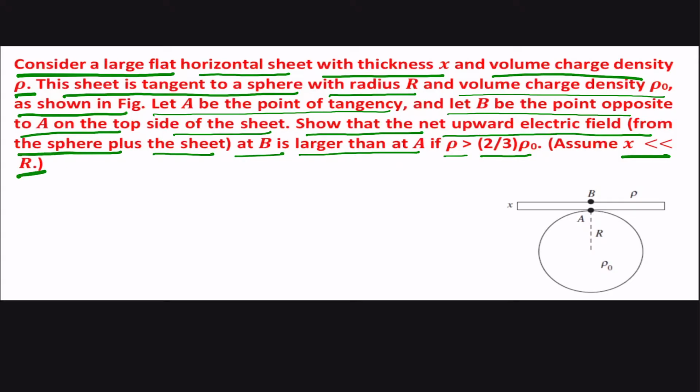So basic figure is already given to us. So we have a sphere whose charge density is given as rho naught, radius is r, and on this there is a sheet of thickness x. A is the point of tangency and B is the point that is just opposite to it, and rho is the volume charge density of this sheet. And we have to find out the electric field at B will be greater than electric field at A under the condition that rho is greater than 2/3 of rho naught. So that's a basic question.